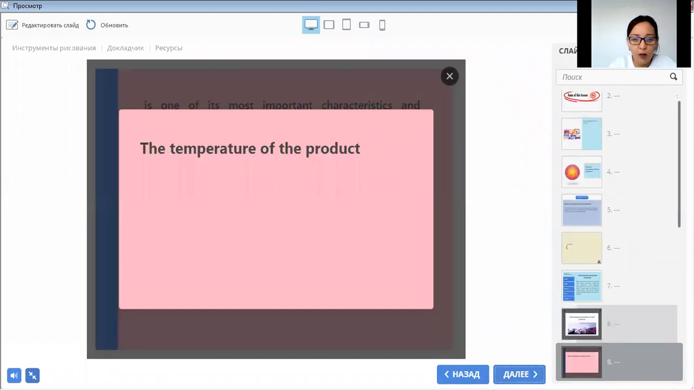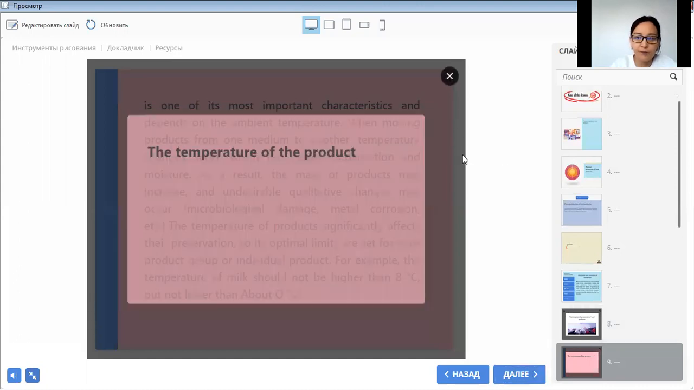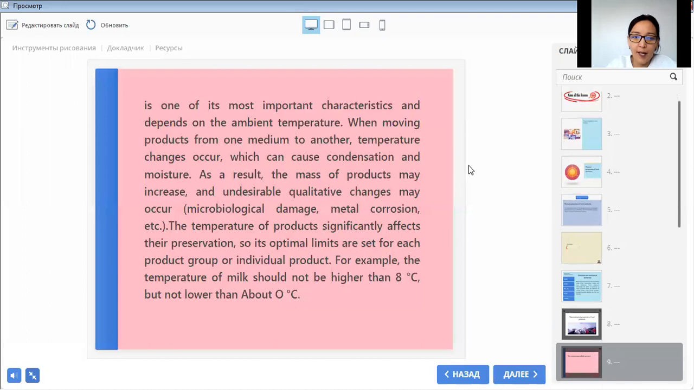And then next, about the temperature of the product. The temperature of the product is one of its most important characteristics, and it depends on the ambient temperature. When moving products from one medium to another, temperature changes occur, which can cause condensation and moisture. As a result, the mass of products may increase and unstable qualitative changes may occur. For example, microbiological damage, metal corrosion, and so on.